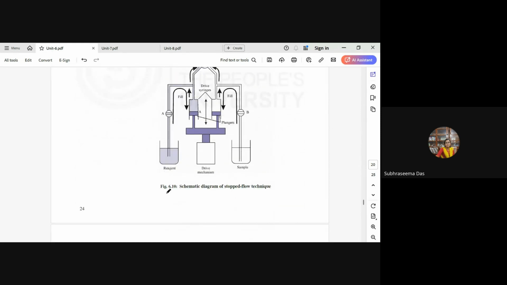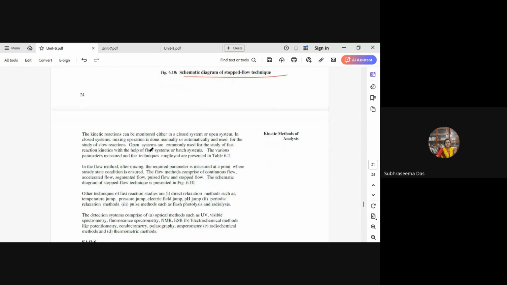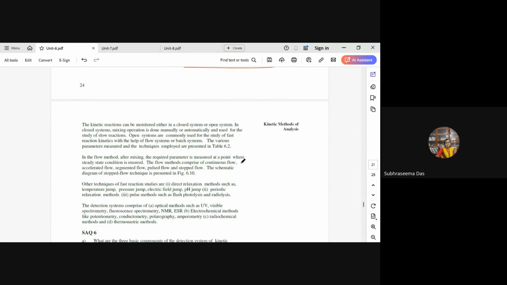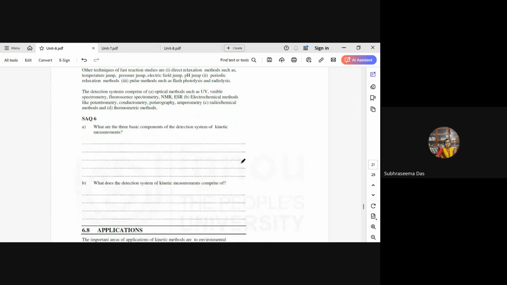Here in figure 6.10, a schematic diagram of a stopped flow technique is shown. The kinetic reactions can be monitored either in a closed vessel or in an open vessel. In a closed vessel, the mixing operation is usually done manually or automatically, and it is used for slow reactions. However, open systems are commonly used for the study of very fast reaction kinetics, with the help of batch systems. The various parameters are presented in table 6.2.